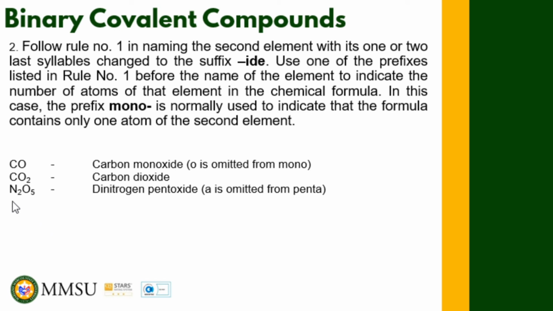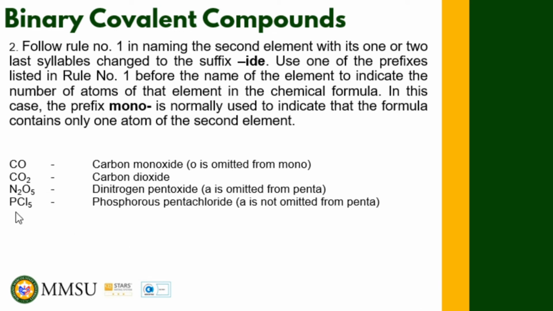So, another, we have N2O5, or the name is nitrogen pentoxide, and A is omitted from the penta. So, ayun, yung vowel is na-omit from the penta, yung prefix.